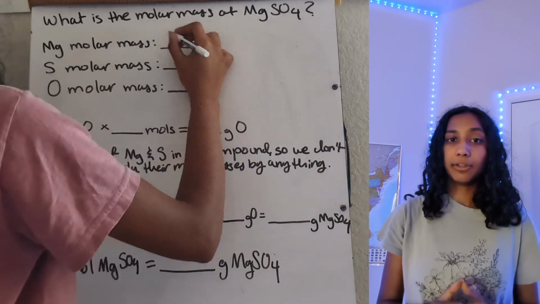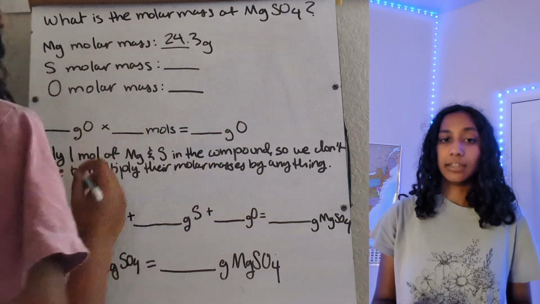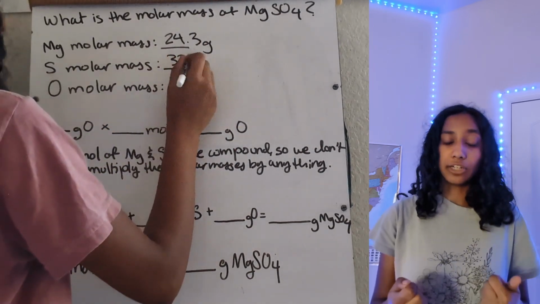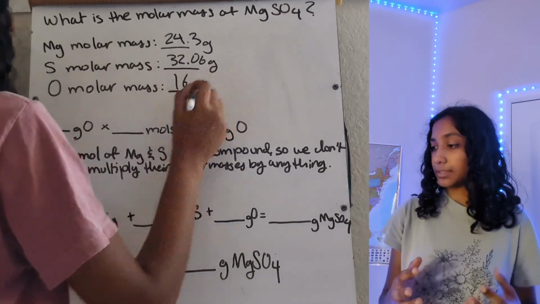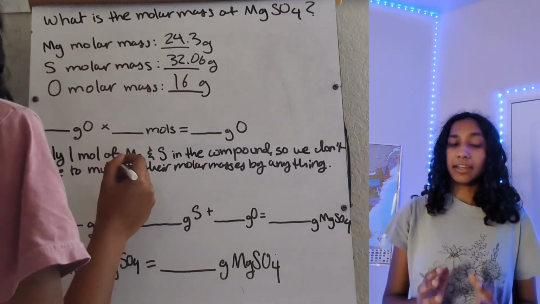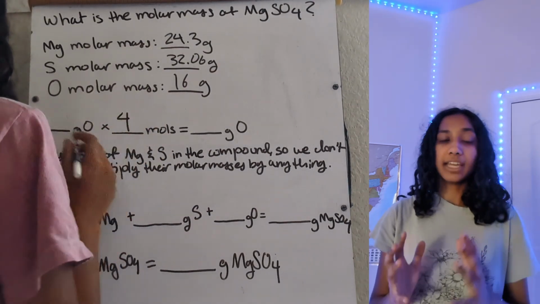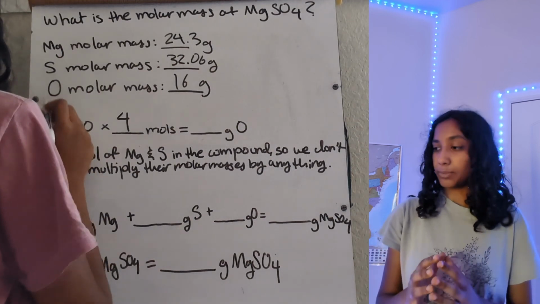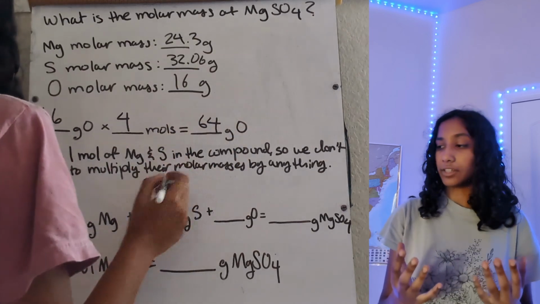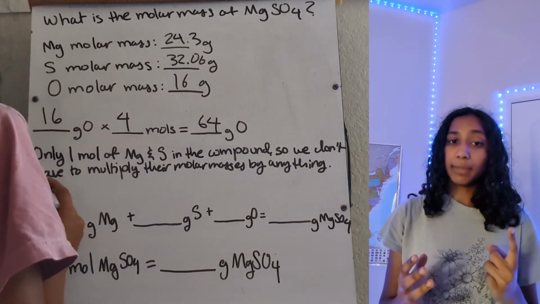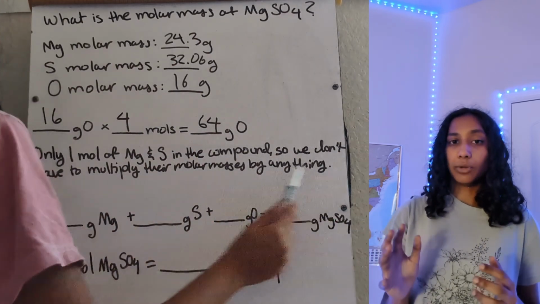Looking on the periodic table, you'll find that the molar mass of magnesium is 24.3 grams. The molar mass of sulfur is 32.06 grams. And the molar mass of oxygen is 16 grams. In 1 mole of magnesium sulfate, you have 4 moles of oxygen. So we take the molar mass of oxygen and multiply it by 4. 4 times 16 equals 64 grams of oxygen. And there's 1 mole of magnesium and sulfur in MgSO4, so we don't have to multiply their molar masses by anything.